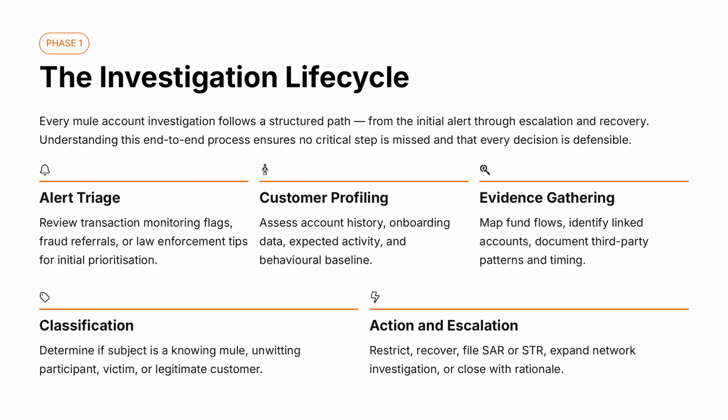Then we move into evidence gathering, mapping fund flows, identifying linked accounts, and documenting third-party patterns and timing. After that, classification is where you determine whether the subject is a knowing mule, an unwitting participant, a victim, or a legitimate customer. Finally, action and escalation. You restrict, recover, file a SAR or STR, expand the network investigation, or close with a documented rationale.